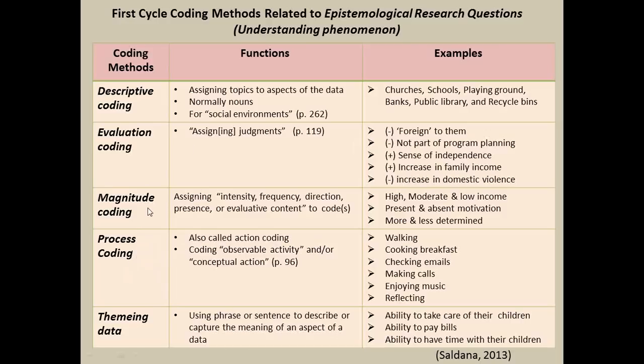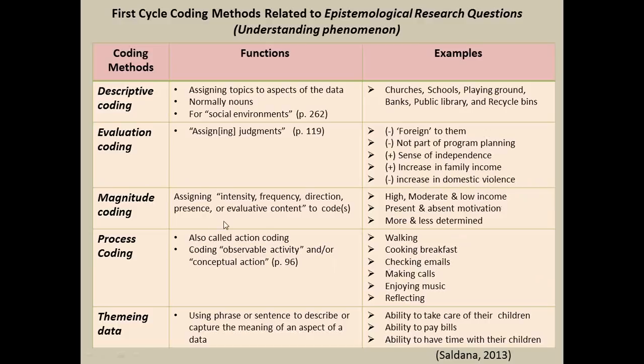You can also use magnitude coding with process coding, because process coding focuses on the observable behavior of participants. So maybe when they are reflecting, how many times are they reflecting? You can use magnitude coding to measure the intensity of the reflection, or if they are walking, or if they are thinking, or if they are doing something.